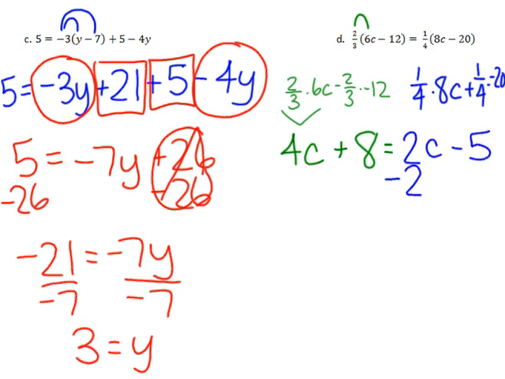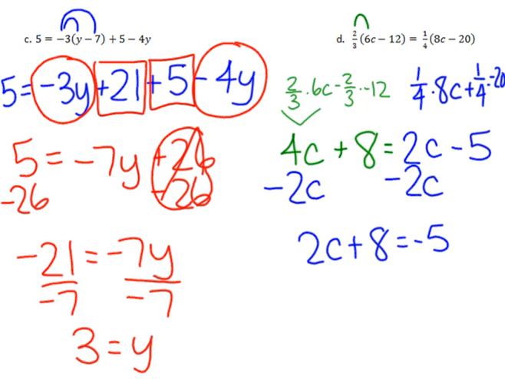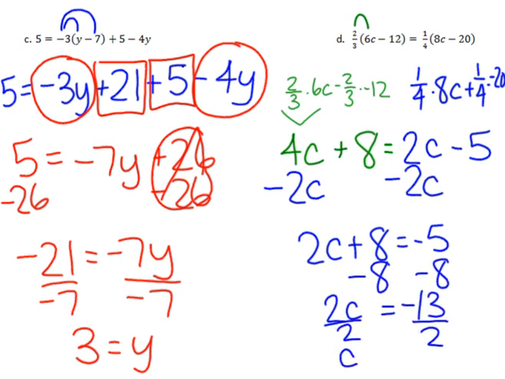Okay, subtract 2c from each side. 2c plus 8 equals negative 5. And then you can subtract 8 from each side. So 2c equals negative 13. And when you divide by 2, you'll get c equals negative 6.5.